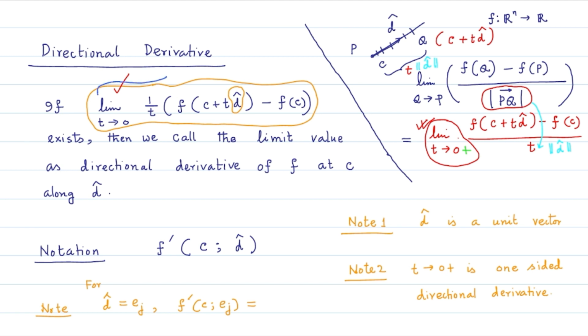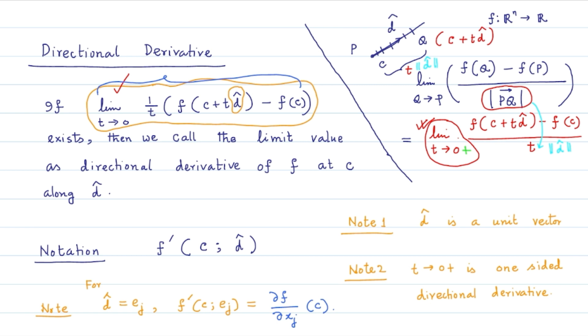This expression with d hat equal to e_j gives us the partial derivative of the function f with respect to the variable x_j at the point C. So existence of directional derivatives along all directions d hat implies existence of partial derivatives.